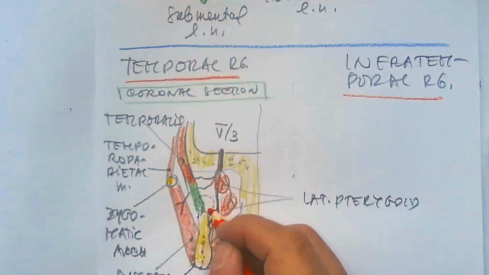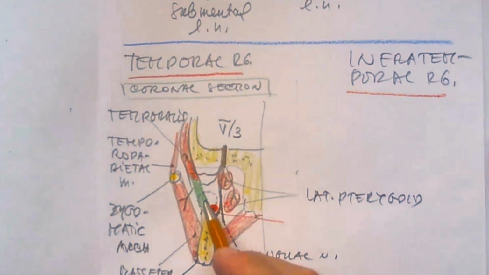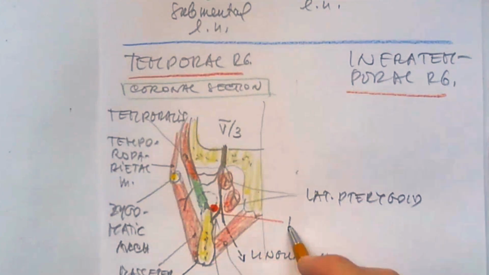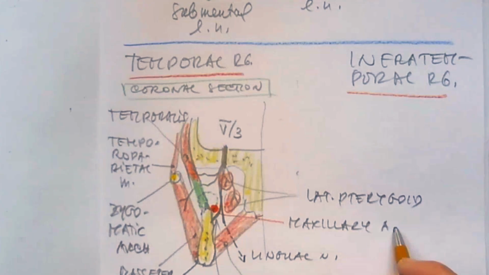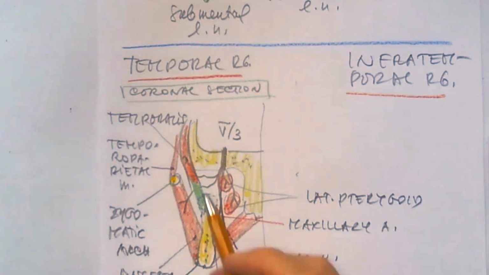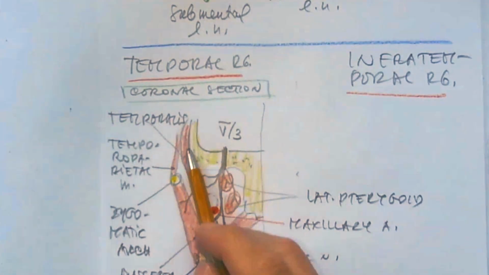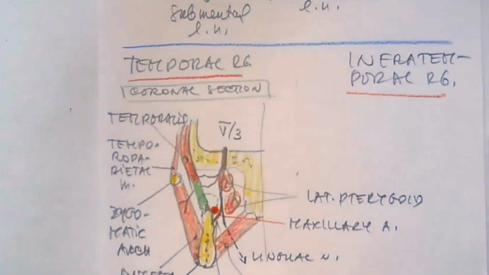What else? The artery, definitely. Here we see the maxillary artery. It lies on the medial side of the neck of the mandible. Maxillary artery. Correct. So we are in the temporal region. This is the temporal fossa. And here we are in the infratemporal.